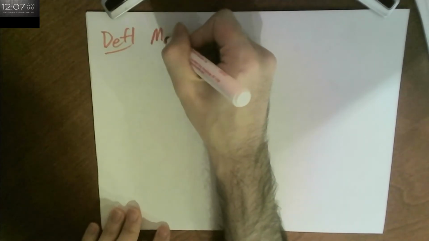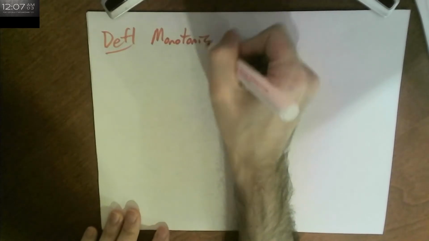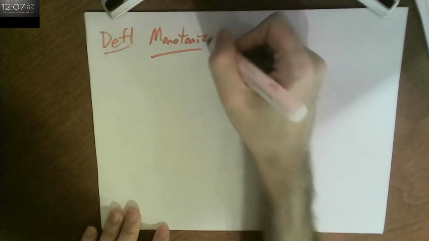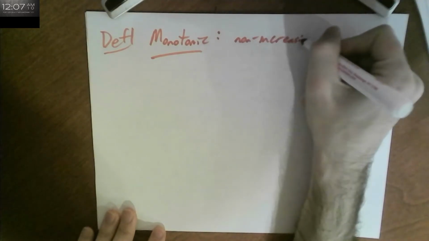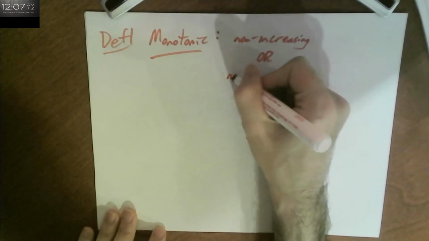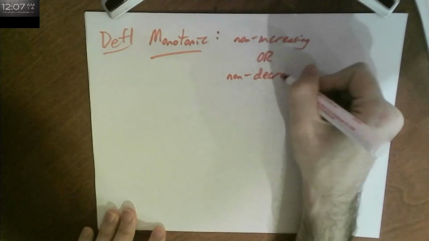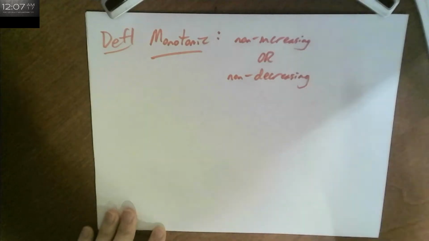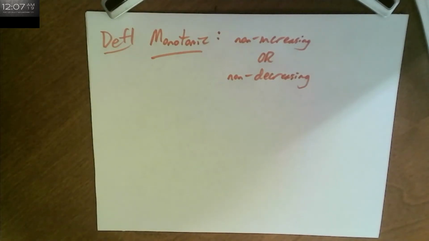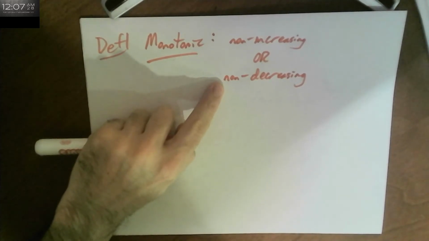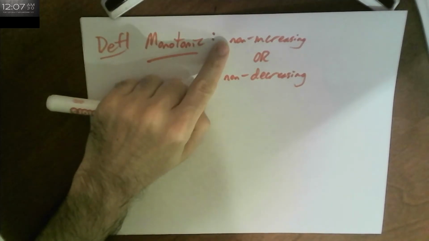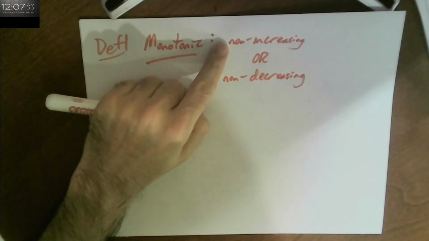Definition number 1 is monotonic. Monotonic. And the definition of monotonic is non-increasing or non-decreasing. Non-increasing or non-decreasing. Notice this is not the same thing as decreasing or increasing. Decreasing and non-increasing don't quite mean the same thing.